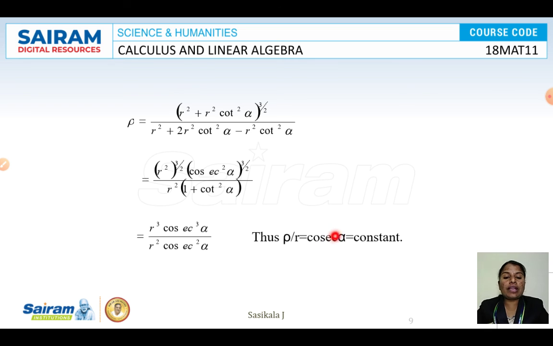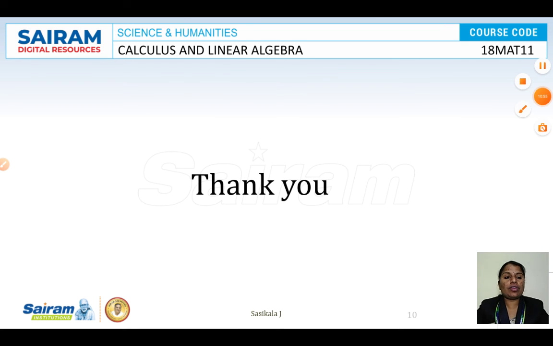Since cosecant alpha is a constant, that is what we need to prove, that rho by r should be equal to a constant. Okay, so we have proved these two problems. It is like the questions will not mention to find your radius of curvature, but you are going to prove something that is expressed in terms of your radius of curvature. Okay, so that's all. Thank you.